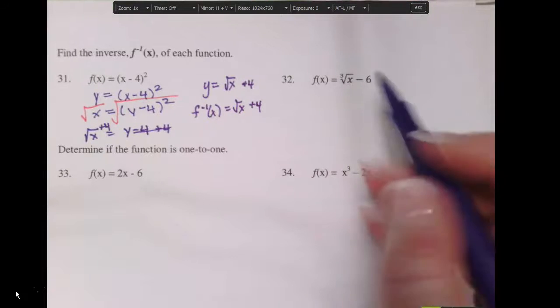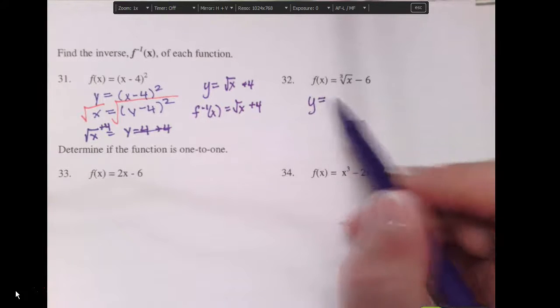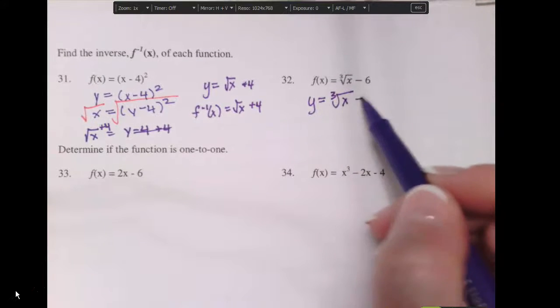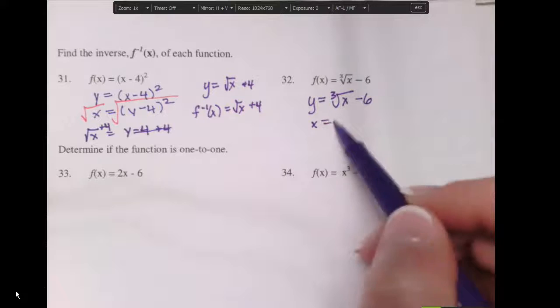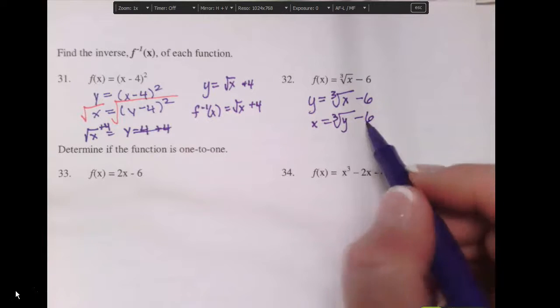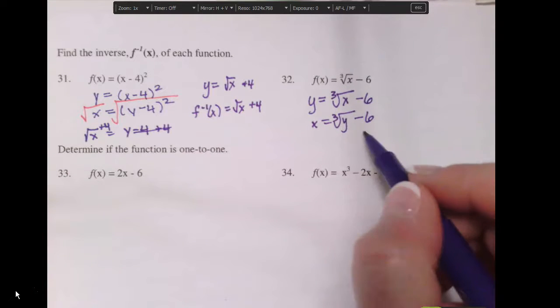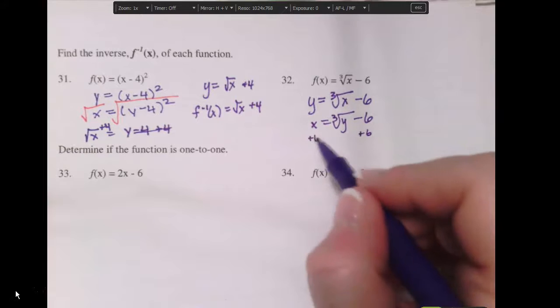Next one, I've got cube root of x minus 6. So I'm going to follow my process. x equals cube root of y minus 6, and I need to solve back for y. So let me isolate this a little bit more by adding 6 to both sides.